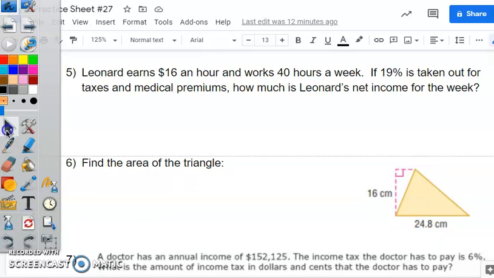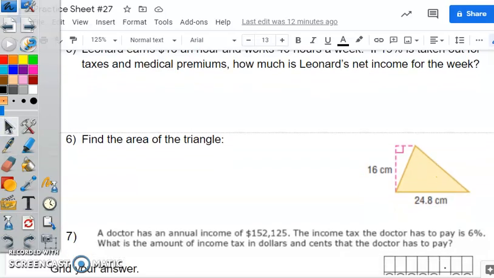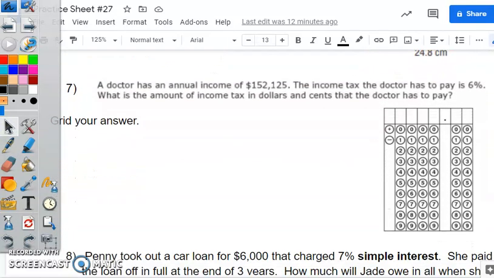Okay? Now, on number 7, if you are virtual, I understand that you cannot grid unless you are awesome enough to make the grid yourself. But this is one, I'm not going to do it with you, but I will talk to you about it. It says a doctor has an annual income of $152,125.